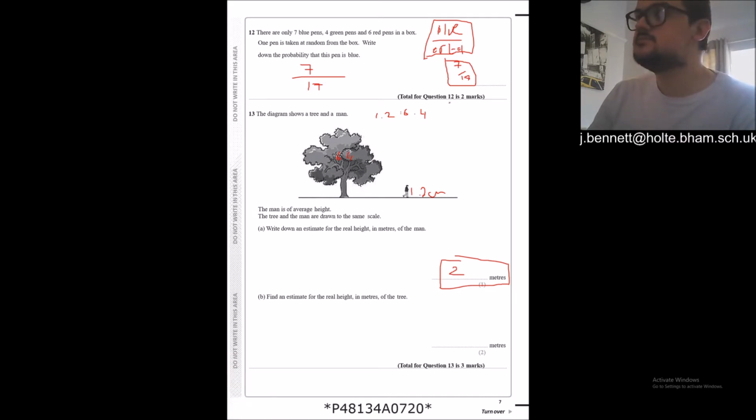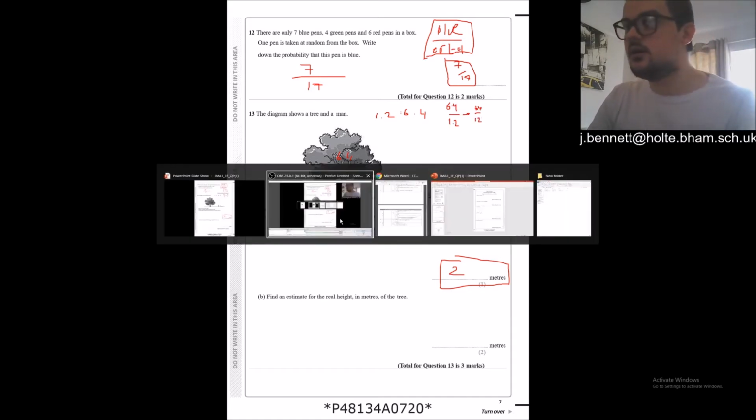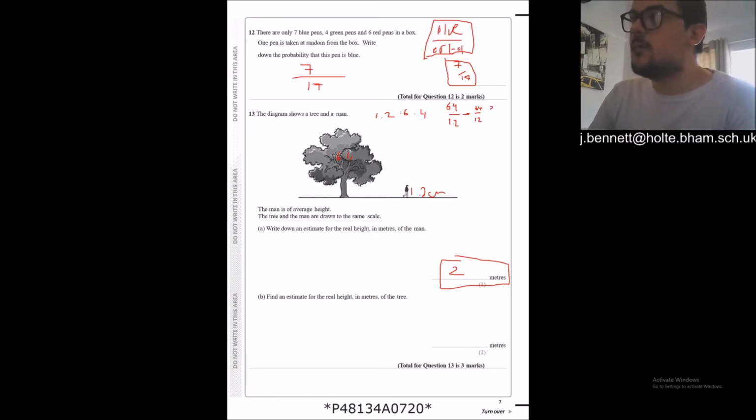6.4 over 1.2. We're going to multiply both top and bottom by 10, just so we can get rid of the decimal places. So this becomes 64 over 12. We can divide top and bottom by 2. I should make sure I'm recording. I am recording. Perfect. So half top and bottom: 32 over 6. Half top and bottom again: 16 over 3.